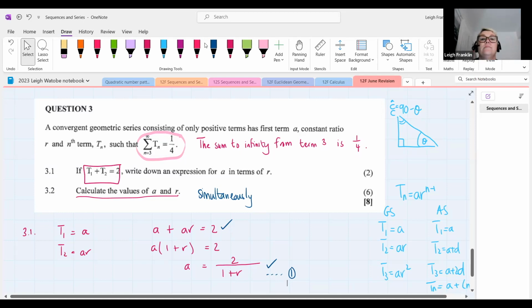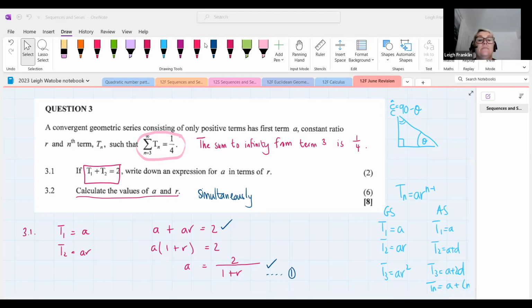Okay, so the sum to infinity from the third term onwards is a quarter. The sum of term one and term two is two. So do you know the total sum to infinity? It's not a quarter, because from the third term onwards, it's a quarter. Do you know the total sum to infinity? If so, what is it? Anyone got any ideas? What is the sum to infinity value for this particular question?